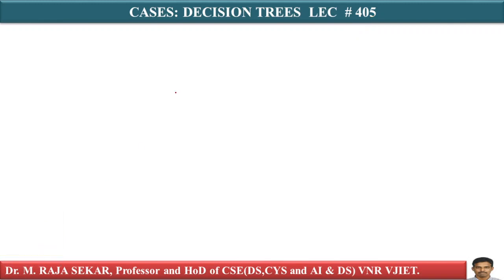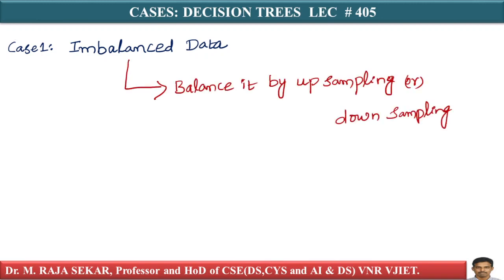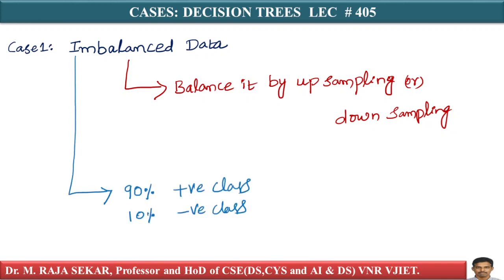In this lecture, we will try to understand various cases for decision trees. The first case would be imbalanced data. When you have imbalanced data, you have to balance it. You have to balance the data either using upsampling or downsampling, because imbalanced data impacts entropy.